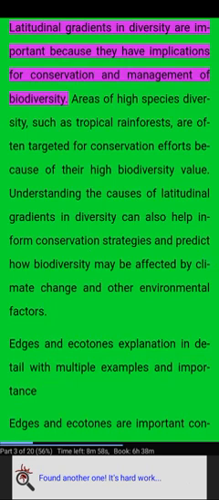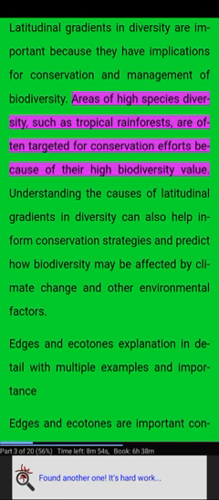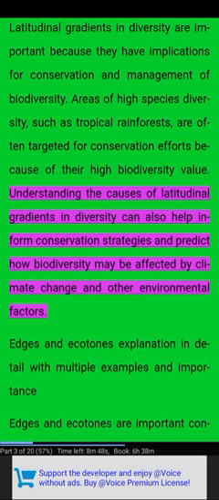Latitudinal gradients in diversity are important because they have implications for conservation and management of biodiversity. Areas of high species diversity, such as tropical rainforests, are often targeted for conservation efforts because of their high biodiversity value. Understanding the causes of latitudinal gradients in diversity can also help inform conservation strategies and predict how biodiversity may be affected by climate change and other environmental factors.